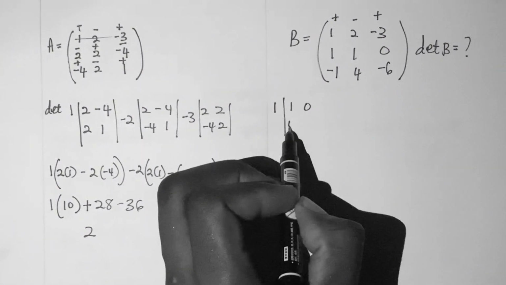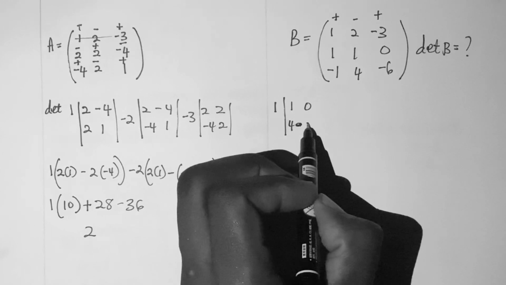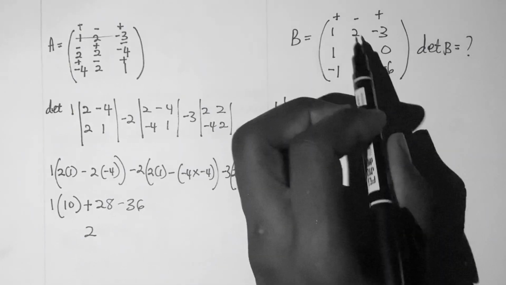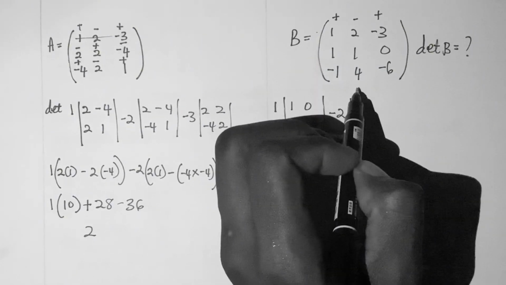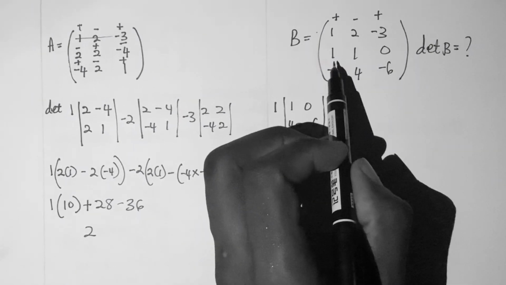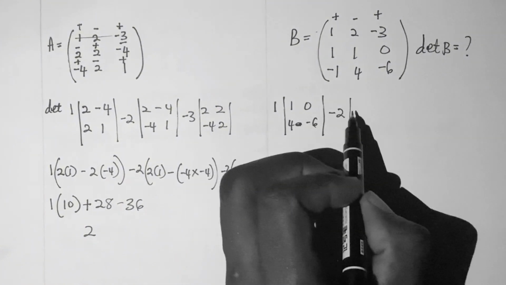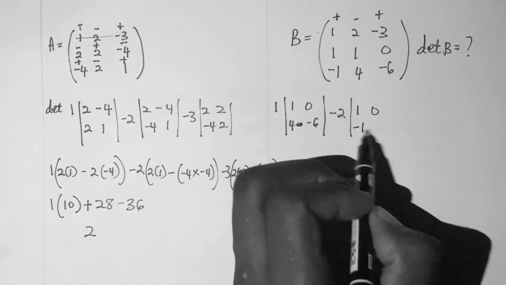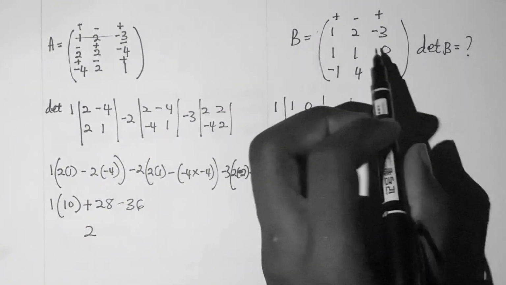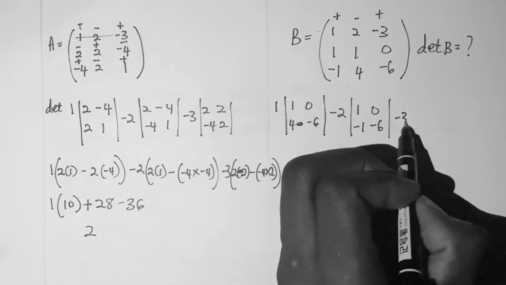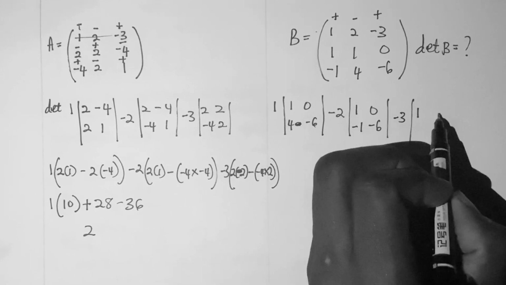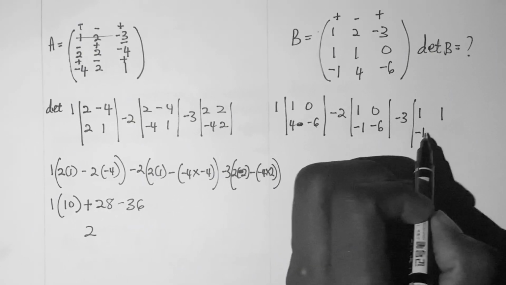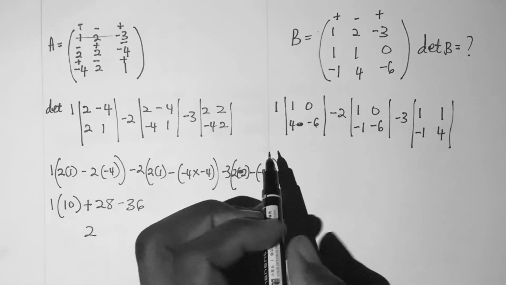1 0 4 minus 6. Then we are left with minus 2. Cross out the row and column in which minus 2 appears. So we are left with 1 0 minus 1 and minus 6. Then let's take the last element, which is minus 3. Cross out the row and column in which it appears. We are left with 1 1 minus 1 and then 4.